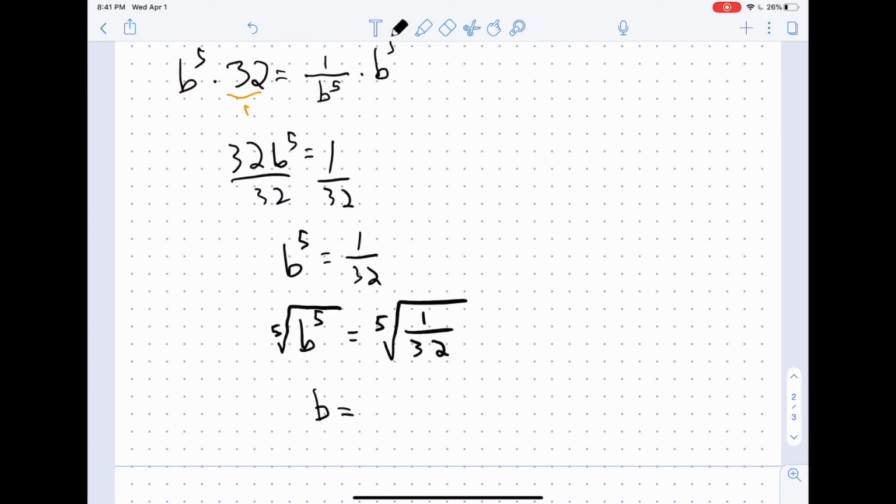Now, there's different ways to figure this out. You can plug it into a calculator. You can do 1 divided by 32, and then you can do 5th root. You can also change that 5th root into a power of 1/5, if you wish. That would be an alternative approach. However you do it, another way to do it is to distribute the radical to the top and to the bottom. However we do it, we should end up with the following: 1/2.